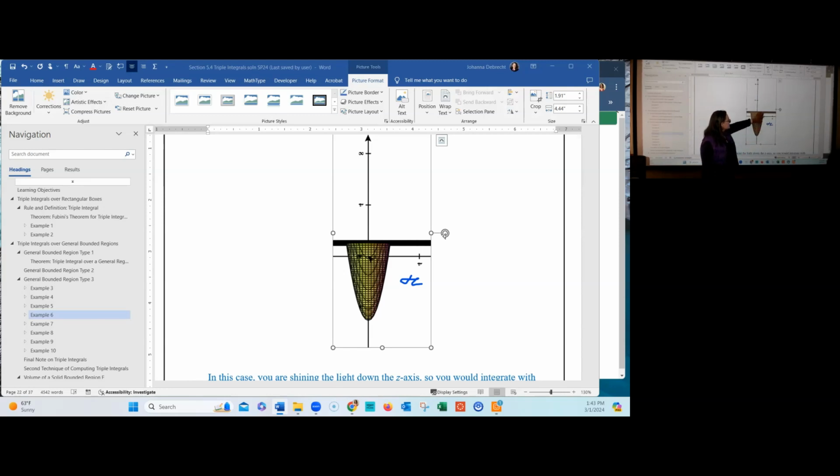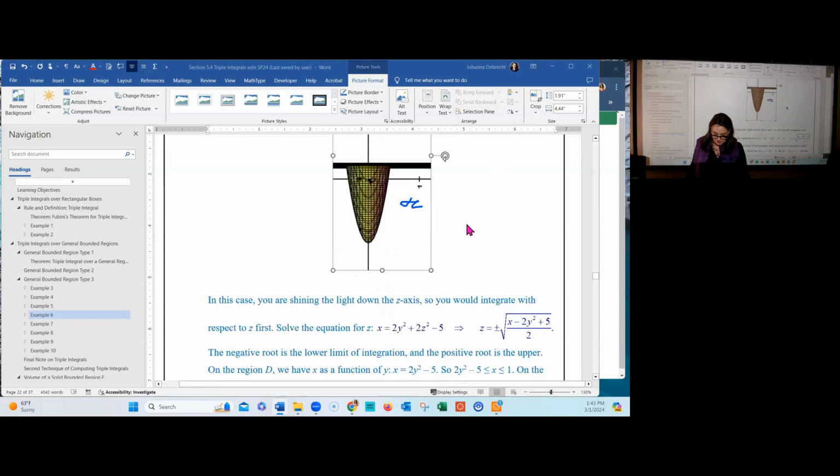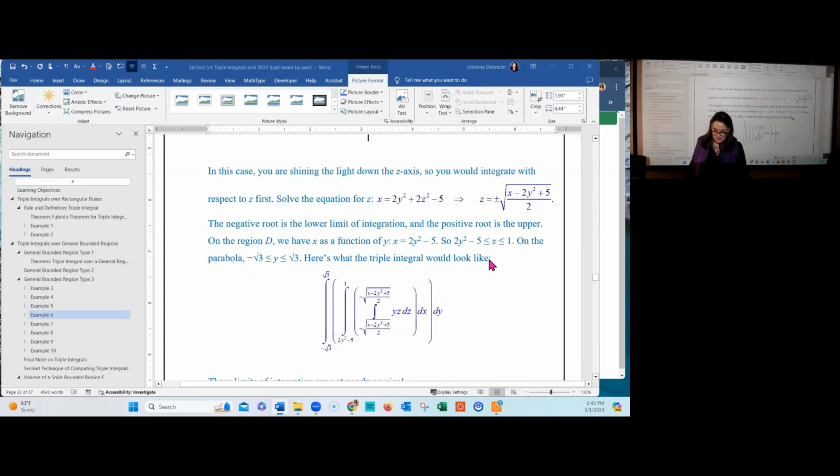So when I'm looking at this one, notice that on the bottom, with respect to x being the vertical axis now, I do have the paraboloid on the bottom and I have x equal 1 on the top. And when I do that, that is going to change my limits of integration. And that's going to set my limits of integration with respect to x to go from the parabola 2y squared minus 5 up to the plane x equal 1.